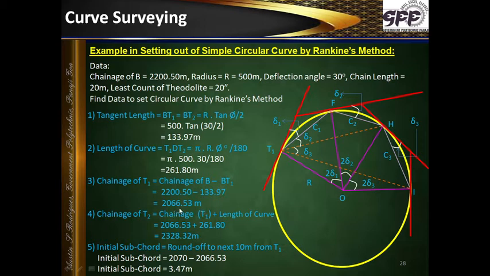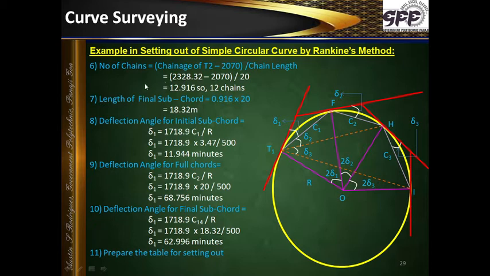It would be 2066.53, then 2086.53, then 2106.53. There are more chances of committing error if we don't round it off. That's why the first subchord is made ending at 2070. So 2070 minus 2066.53 gives me the initial subchord, that is 3.47 meters. So from T1 to F, my C1 is 3.47 meters. Now once I reach over here, that is 2070 meters.